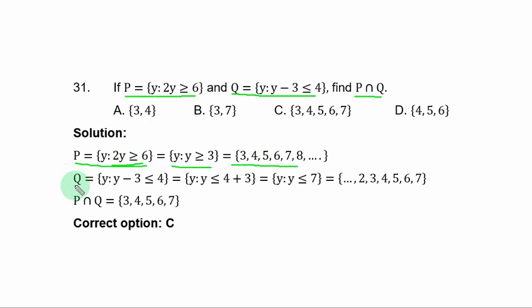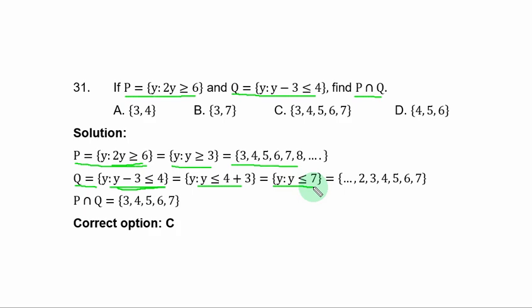Now set Q, to get Y you need to solve this linear inequality by transferring -3 to the right hand side, and you have it in this form. When you add, you have Y such that Y is less than or equal to 7. What this set means is that the highest element of set Q is 7. So you have 7, 6, 5, 4, 3, 2, and so on.